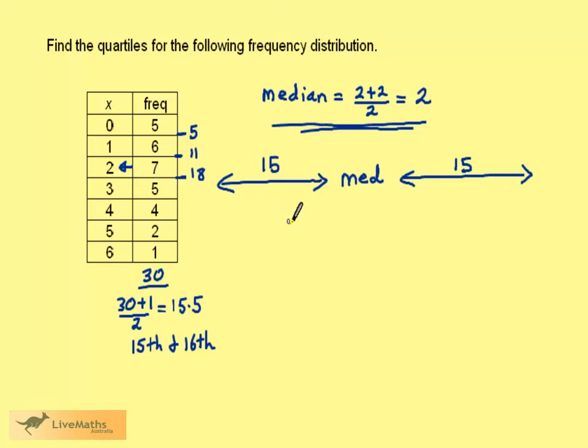We need to locate the median for each of our sublists. 15 plus 1 divided by 2 is 8, so we want the 8th piece of data from the bottom. It should be clear that this will be a 1, so the lower quartile is equal to 1.